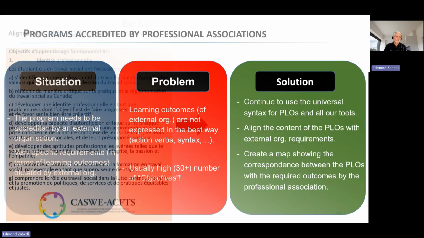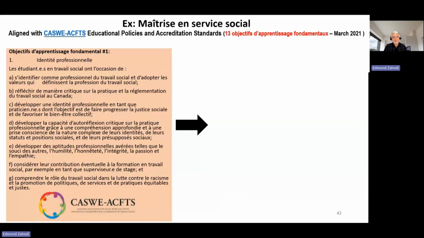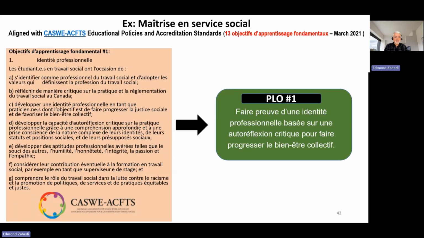Nothing comes free. Let me give you some examples. For example, for maîtrise en service social, we had to do alignment with the ACFTS. On the left-hand side, you have the objectif d'apprentissage fondamental numéro 1. This is how the ACFTS calls their program learning outcome. I told you they have different names. And PLO 1 kind of summarizes all the information and all the elements without necessarily reproducing all the details. So PLO 1 is in the green box.